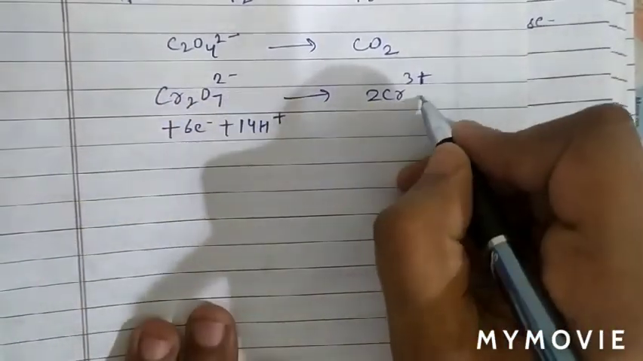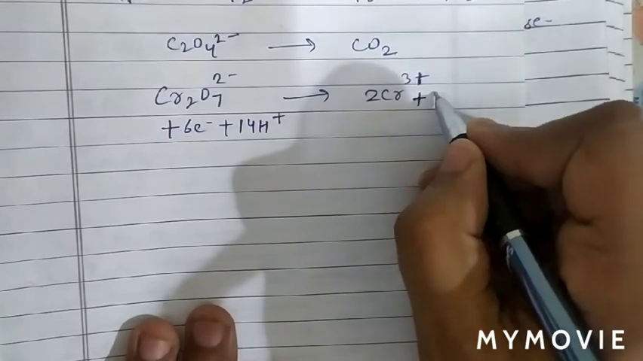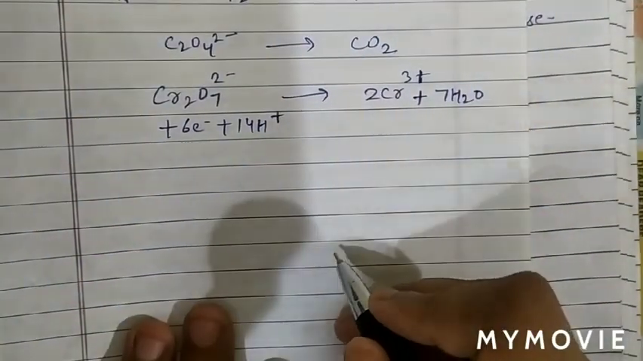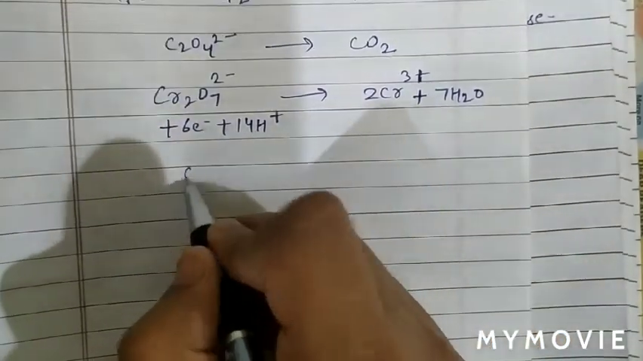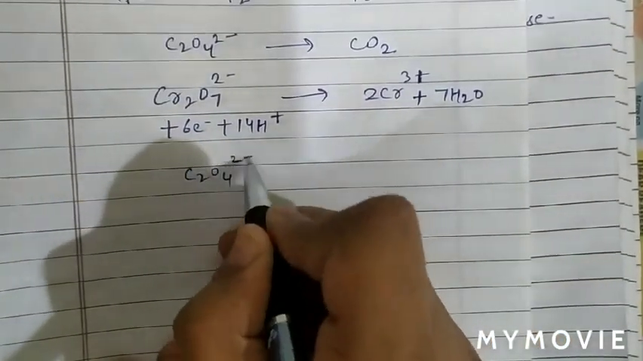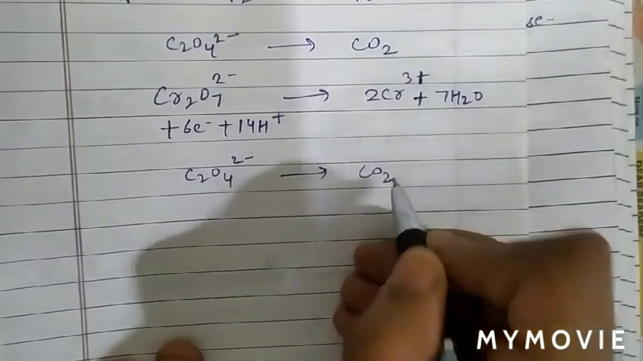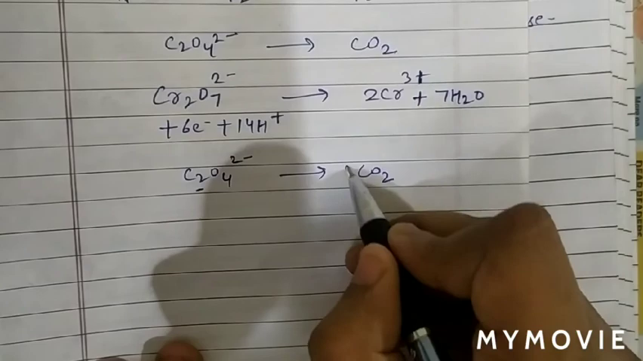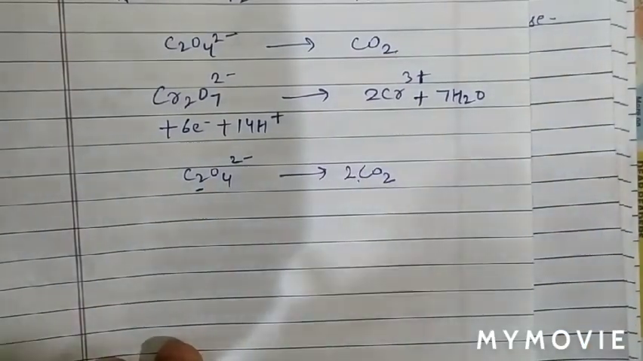So balance the other atom. The oxidation number is plus 3 into 2, 6. There is plus 4 into 2, 8. So there is an increase in oxidation number of 2, from plus 6 to plus 8. So add 2 electrons on the right hand side. Now we can see 2 electrons are added.